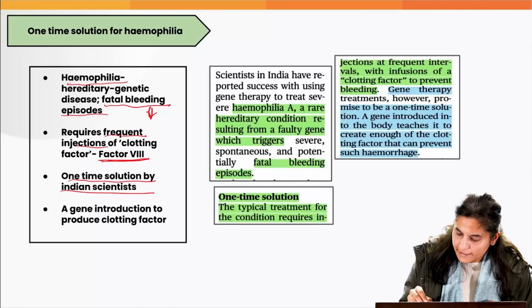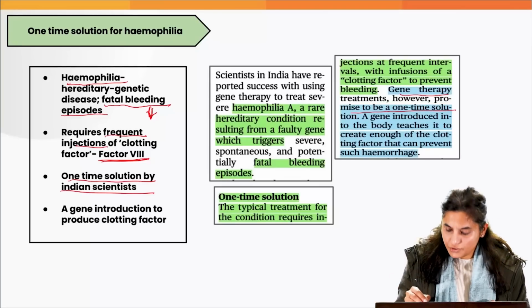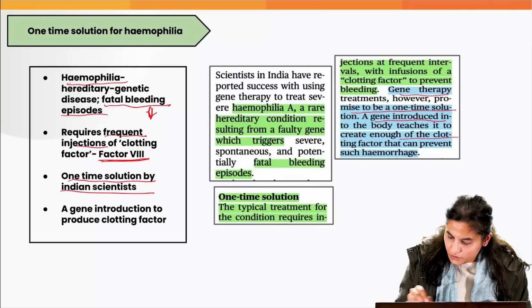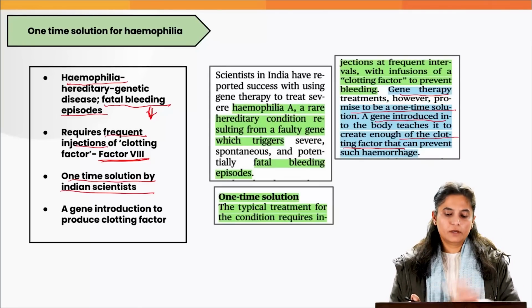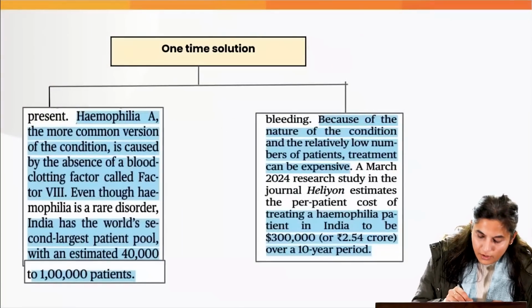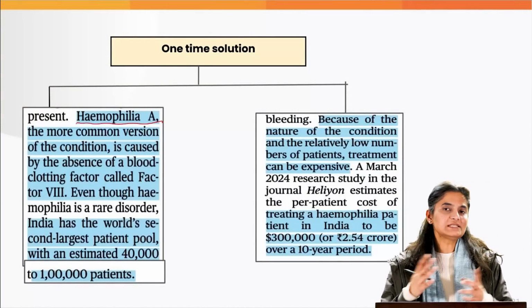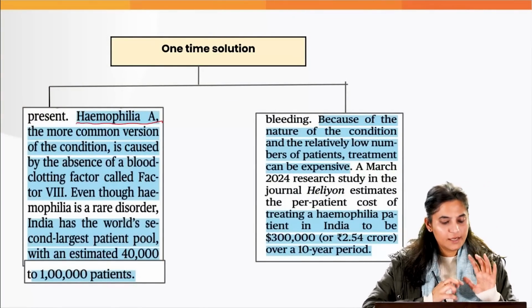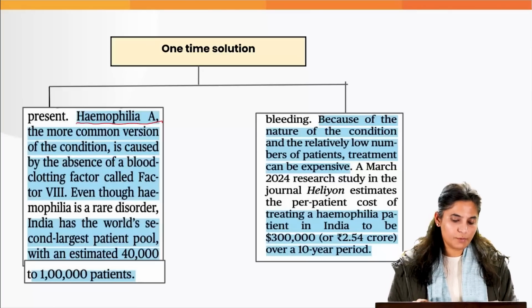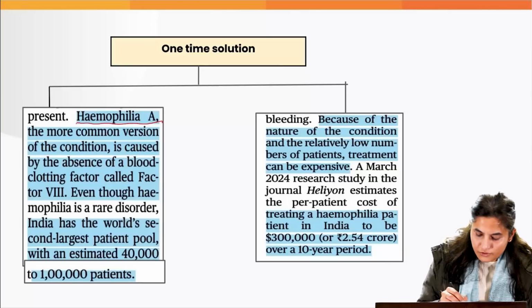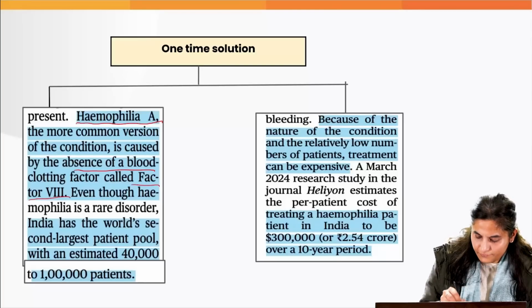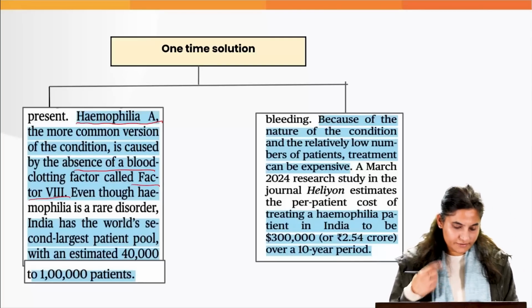Like I said, it is gene therapy. It is promised to be a one-time solution. A gene is introduced, and enough of the clotting factor is generated. So this was the gist. And now about hemophilia A. What is A? There are two kinds of hemophilia. Hemophilia A remains the more common version of the condition and is caused by the absence of factor 8, which I have continuously mentioned.